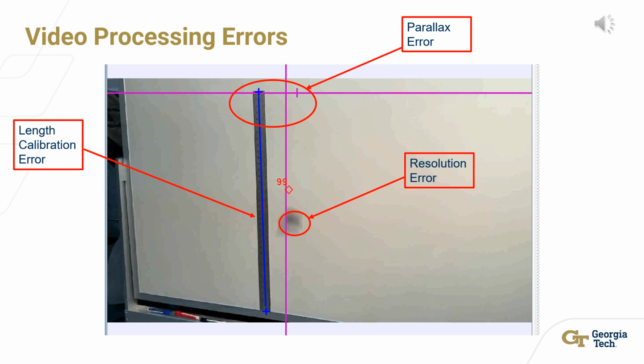To highlight some of the video processing errors, we have a screen capture of the tracker software and some examples of the possible errors encountered during data analysis. The parallax error refers to our video capture not being perfectly parallel to the plane of motion and not in line with the video coordinate axes, which could cause length scale or calibration errors, which are highlighted on the left side. And then the resolution error is apparent by the smudged appearance of the Maplecopter, which increased the difficulty of accurate center of mass tracking, which is highlighted on the right.